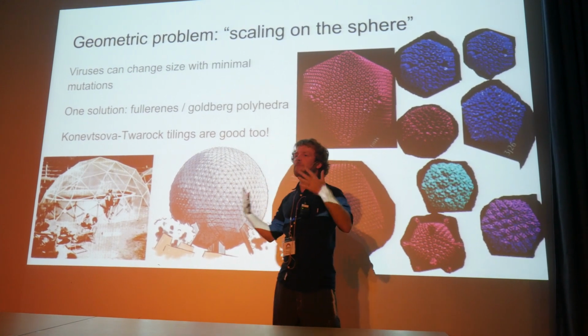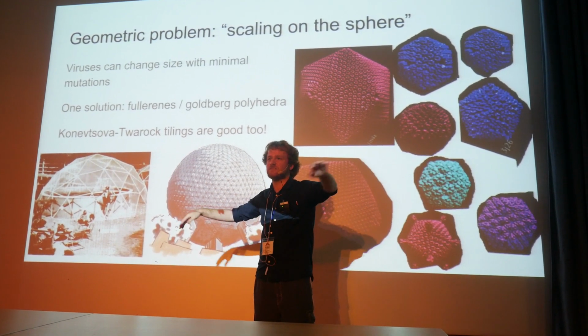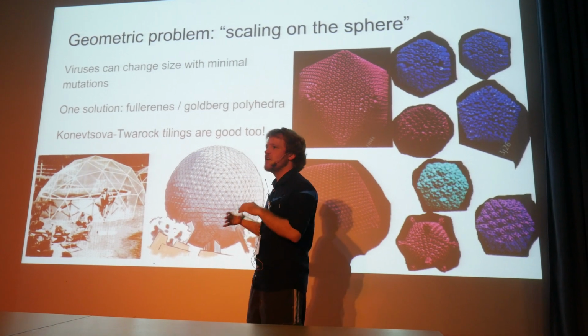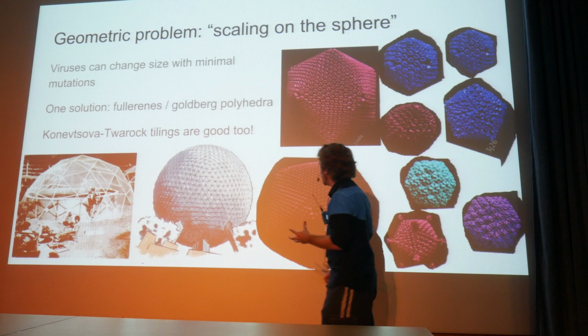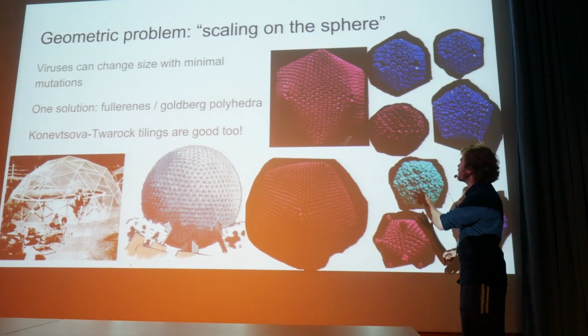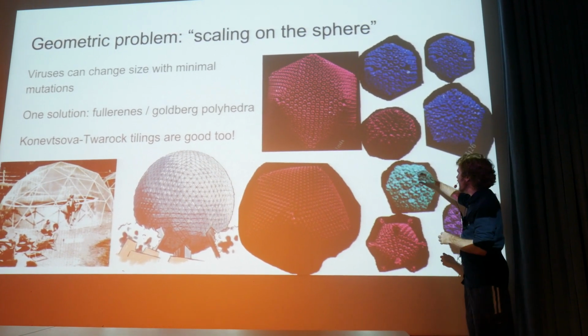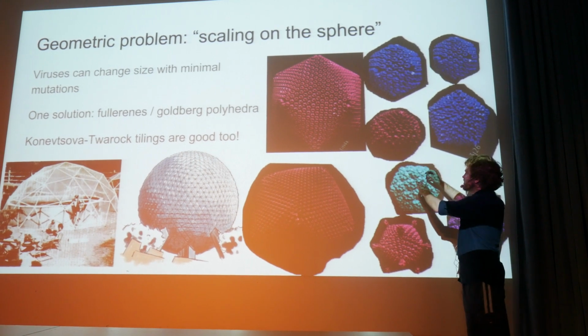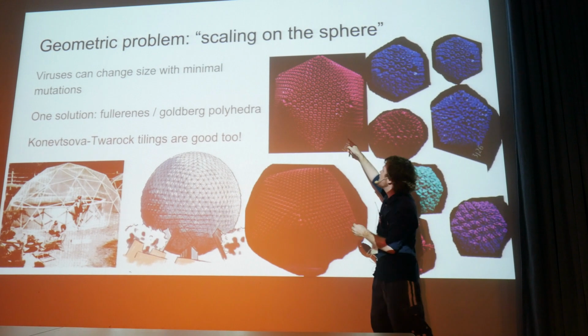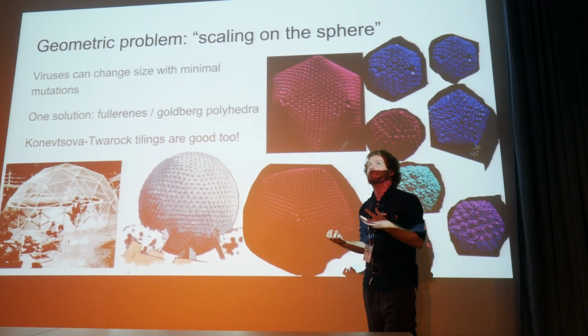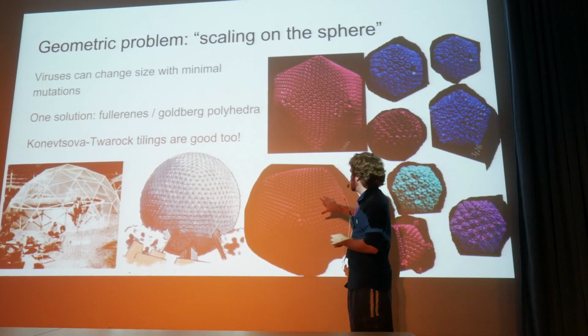Supposing you wanted to make a pattern that, in some possibly hand-wavy sense, scales on the sphere. Like you are a virus and you want to have proteins such that you can easily evolve to change your size. And that puts a constraint on the kind of pattern that you can have.